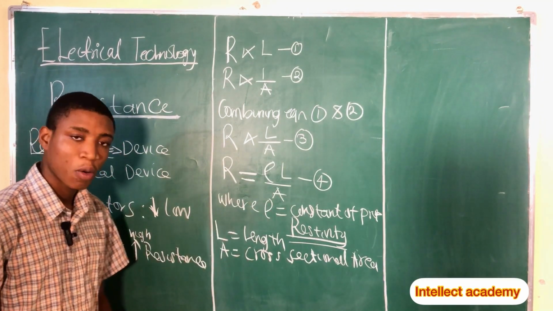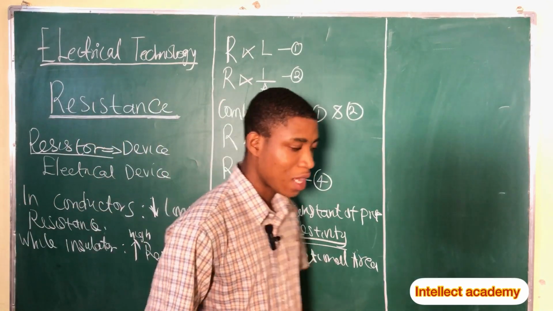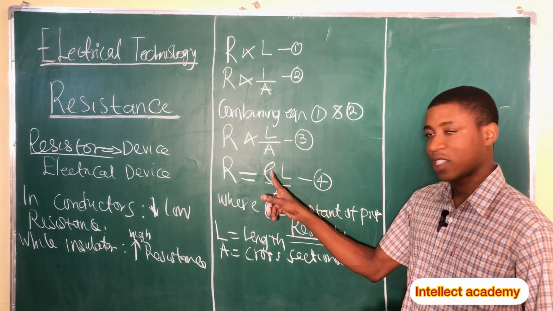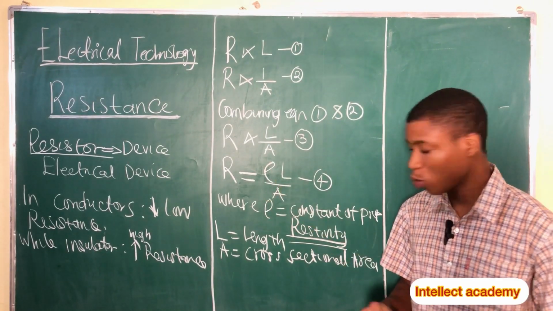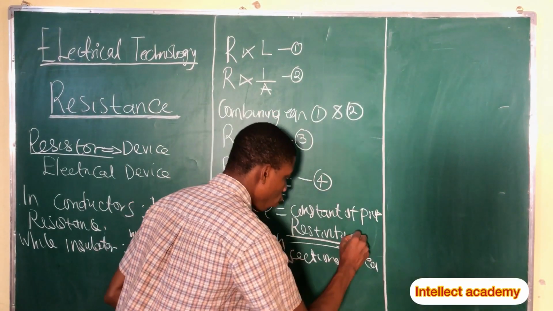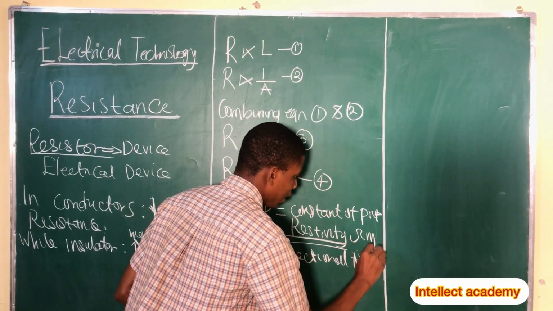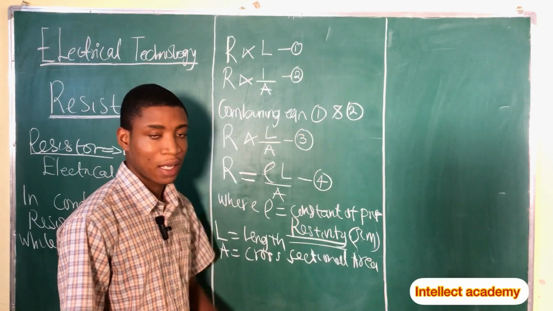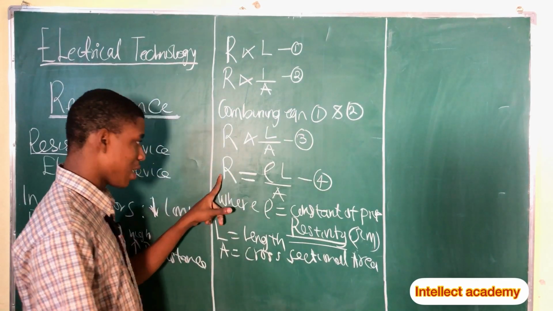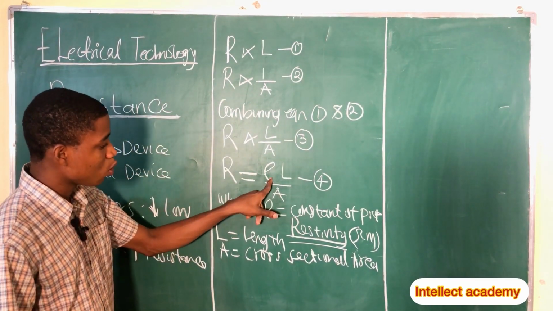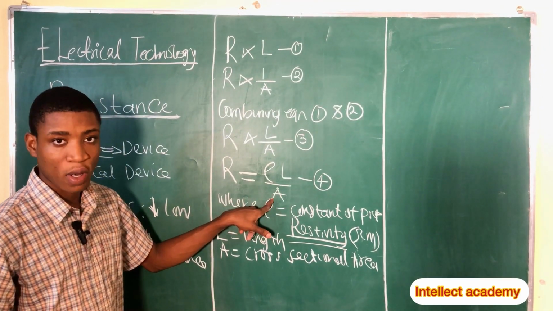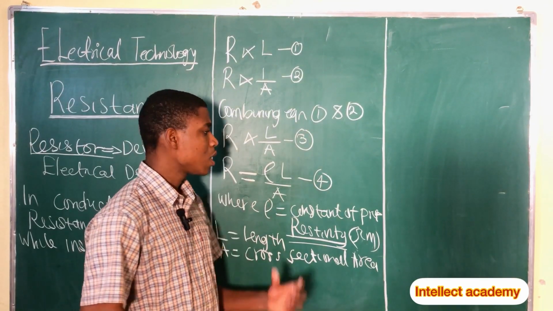Now this is how we calculate the resistance of a conductor, knowing the resistivity, which is also measured in what? Ohm meter. So the unit for resistivity is ohm meter, where resistance is in ohms. The resistivity is in ohm meter, the length is in meters, and the area is in meter squared.